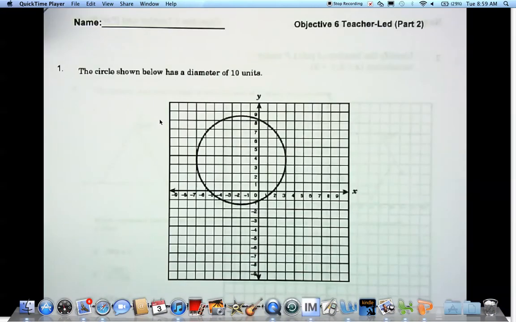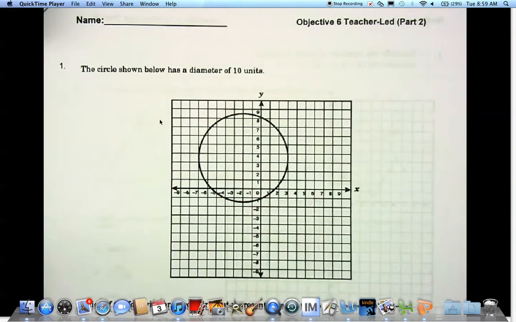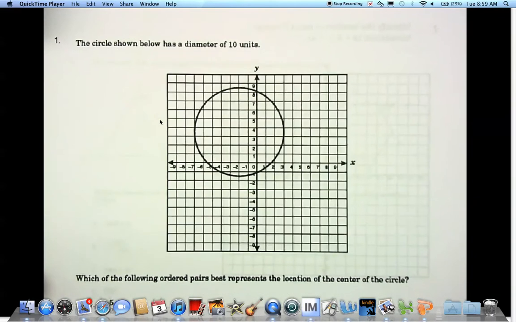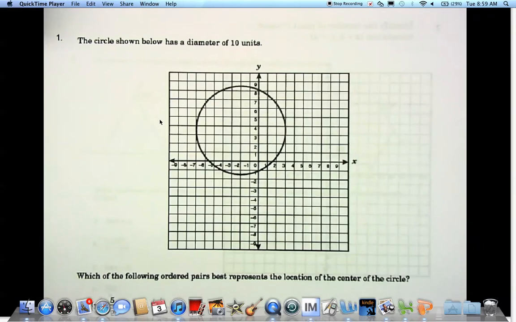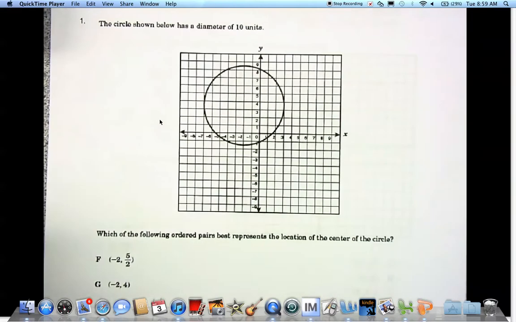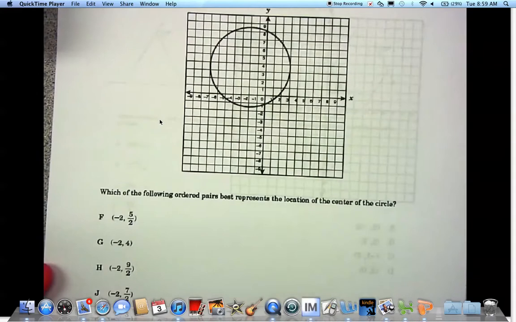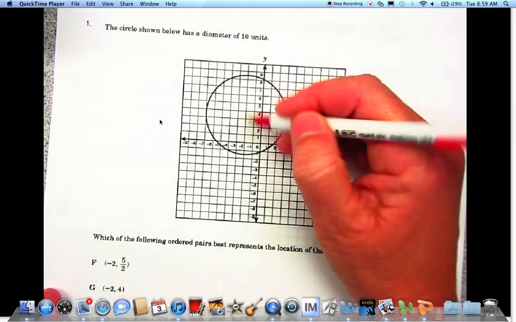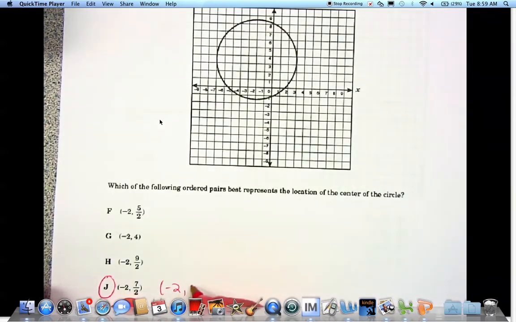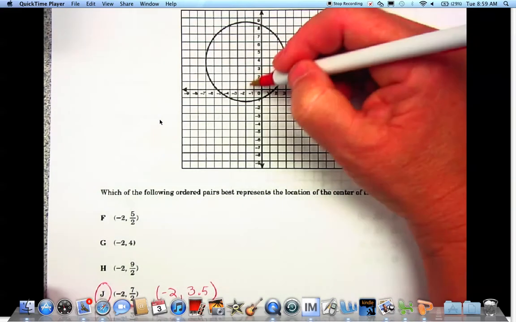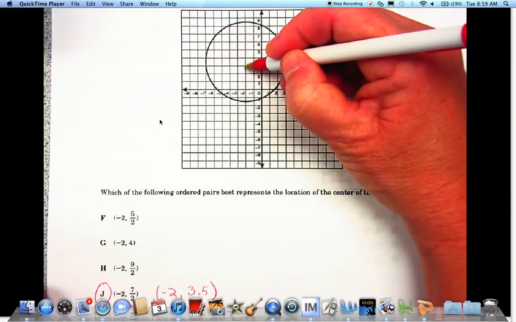Okay, we're still on Objective 6, and we're learning a couple more things, mostly about patterns. But this one is still the same things we've been doing, where we got to find the center of the circle. Y'all already find it? J is correct. -2, and then 7/2 is the same thing as 3.5. Okay, so -2, 3.5.